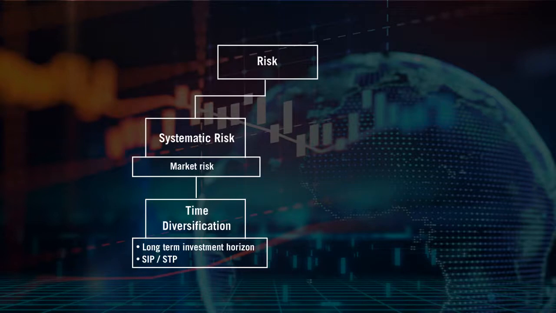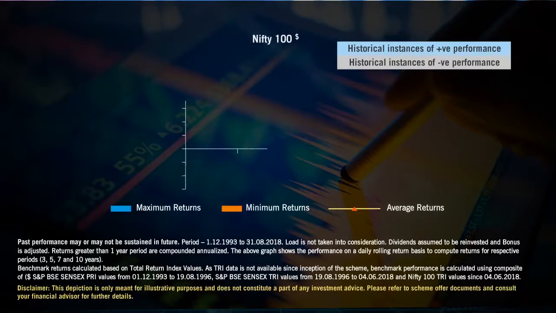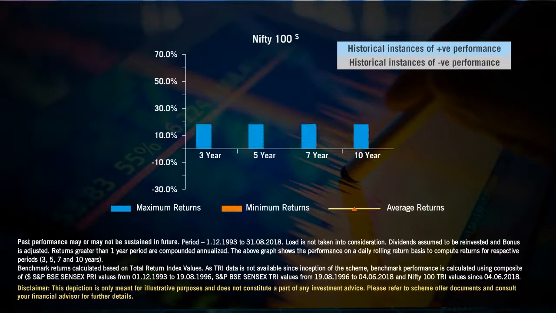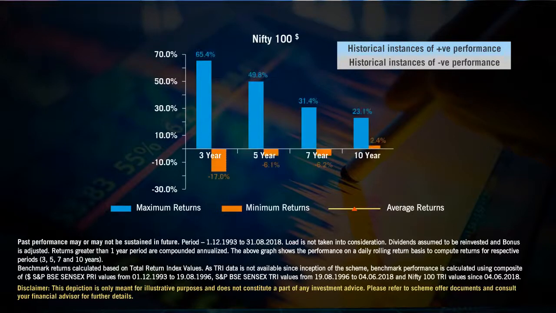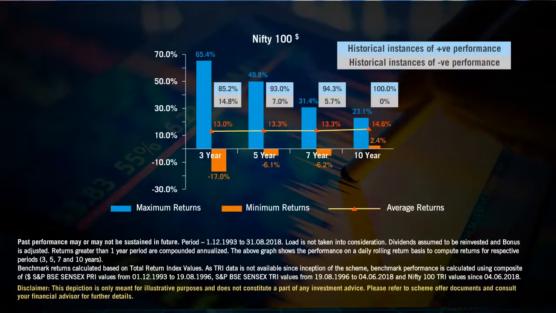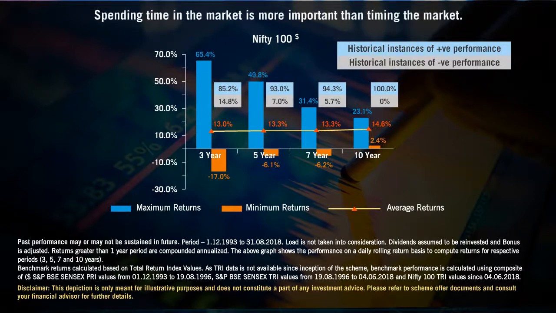Disciplined investing across market ups and downs offers the benefits of rupee cost averaging. Apart from this, the longer the holding period, the lower the risk, and the return stands close to its mean or average returns. Spending time in the market is more important than timing the market.